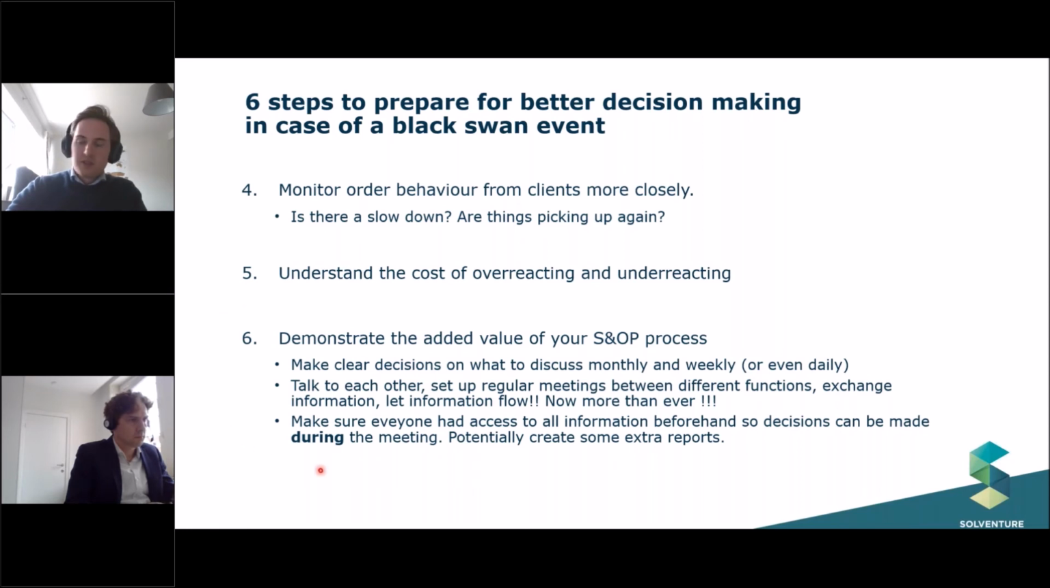The last step in the process, which I think might be the most relevant one, is demonstrating the added value of the S&OP process. So as we mentioned, more companies are going to weekly S&OP processes. It's very important to have clear decisions on what to discuss monthly and what to discuss weekly or even daily. And if you go for more regular meetings, also make sure that information flows to all of those stakeholders before you have the meeting, to make sure you can go to decisions during the meeting.